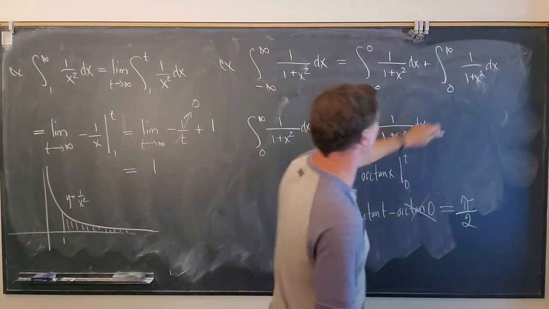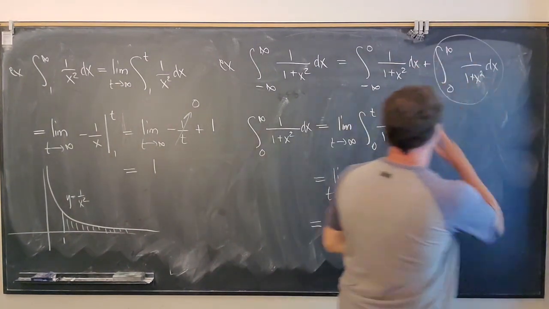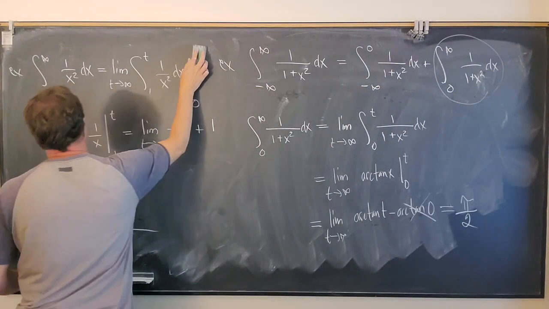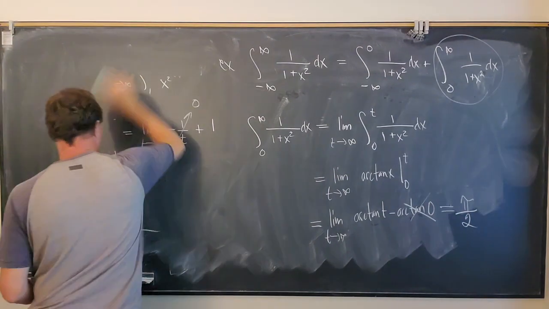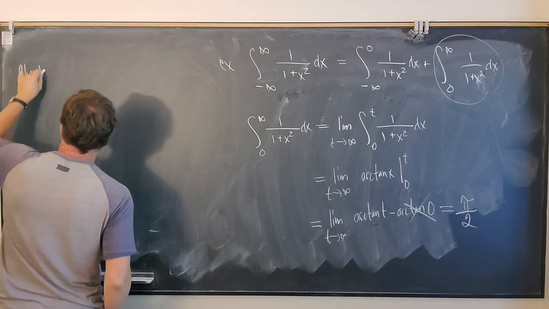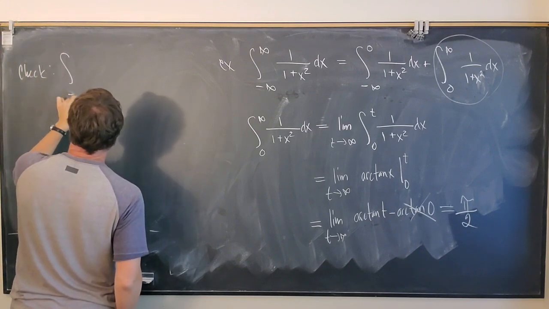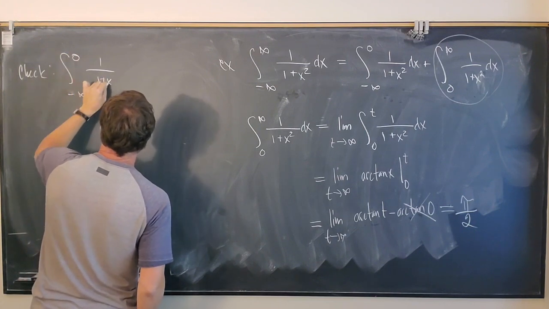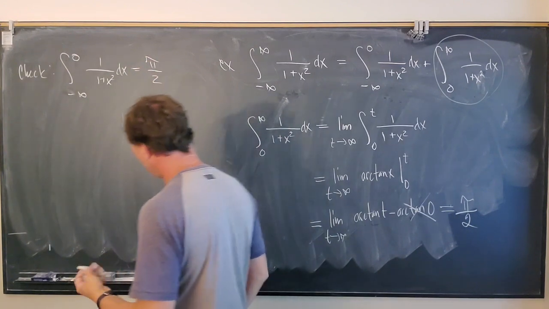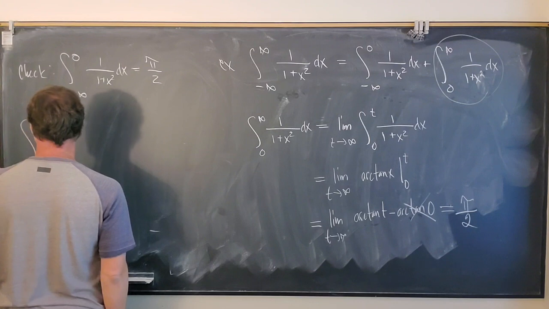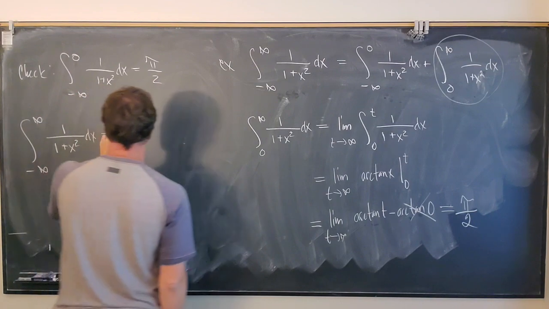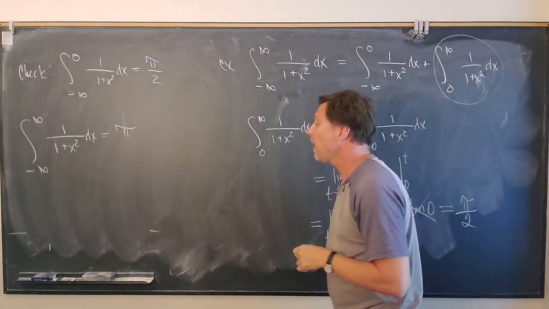You can check, so we just showed that this one converges to pi over 2. It turns out that this one does also. So it'd be a good exercise for you to check that the integral from minus infinity to 0 of 1 over 1 plus x squared dx equals pi over 2 also. So our conclusion then, the integral from minus infinity to infinity of 1 over 1 plus x squared dx converges to pi. And the picture goes like this.